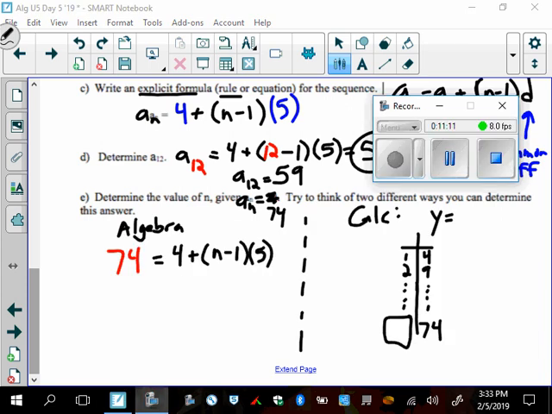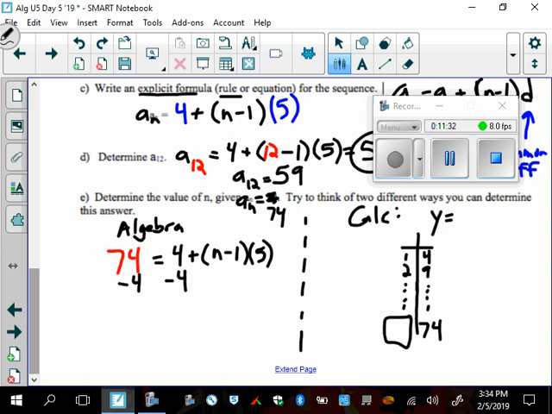The two ways that I could think of doing this: you could still put it in your calculator, just put an X where the n is, and then look through the table. You're trying to find what X value gives me a Y value of 74. Another, longer way is to keep adding 5 until you get to 74 and keep track of that. The other way I'd like to show you is with algebra.